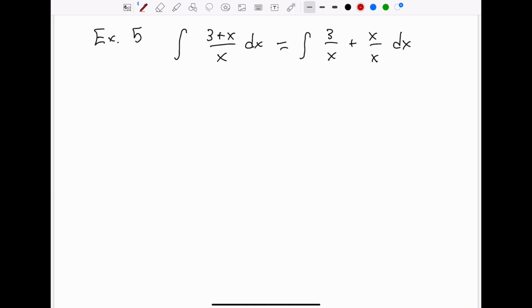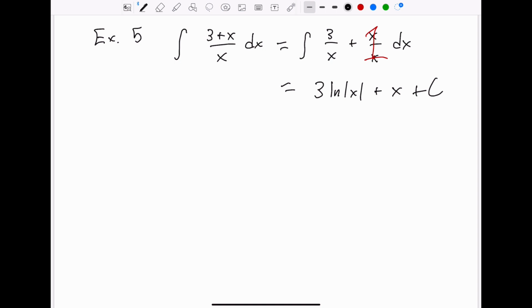All right, so once we've broken this fraction up appropriately, we can integrate. We have 3 over x, which is 3 times 1 over x. The antiderivative is 3 times the natural log of the absolute value of x. X over x is simply 1. So we're integrating 1. The antiderivative of 1 is x. Add plus c, and we have our final answer.